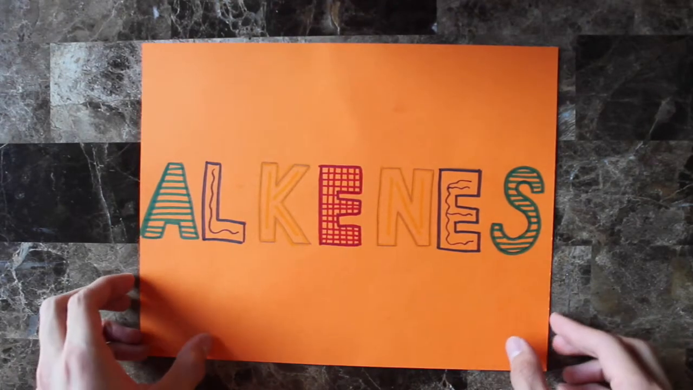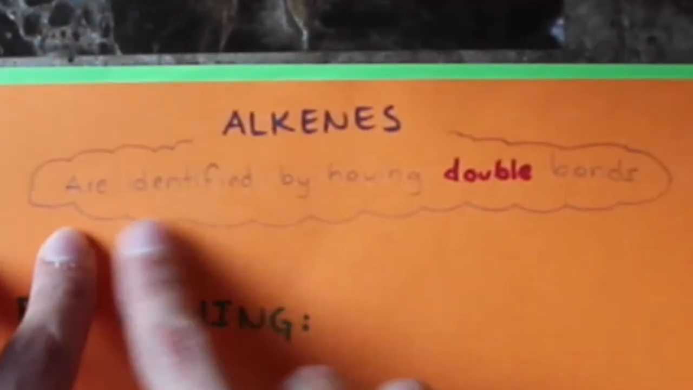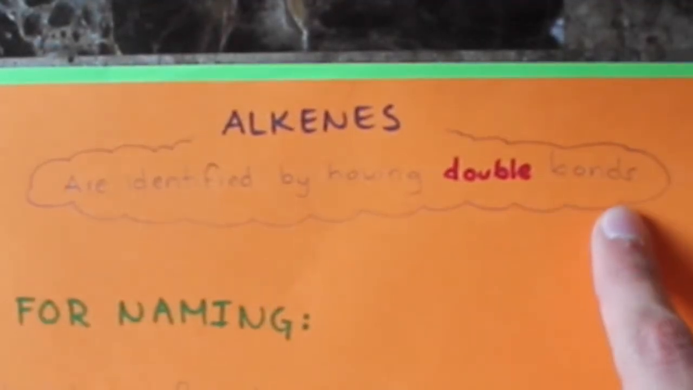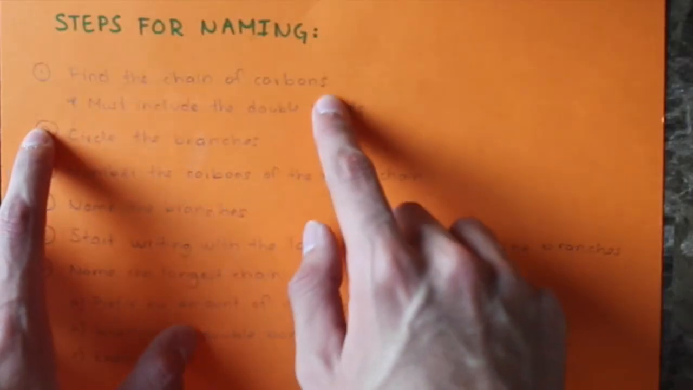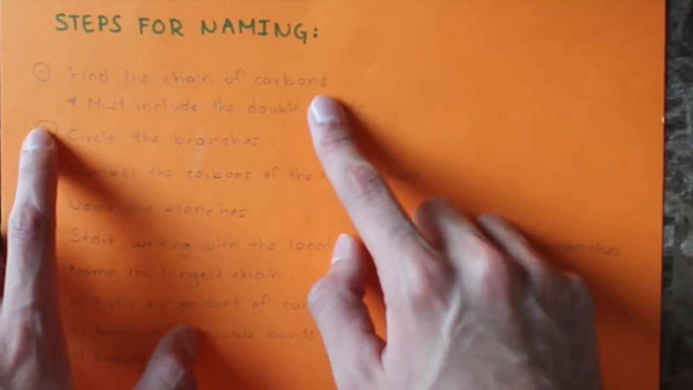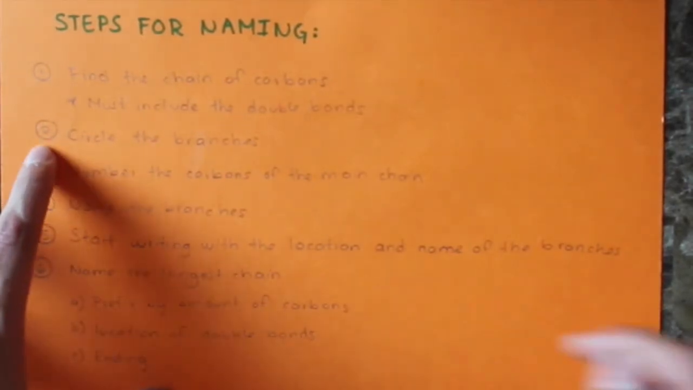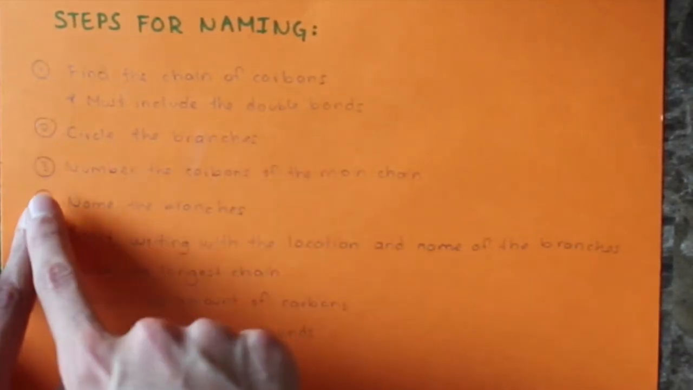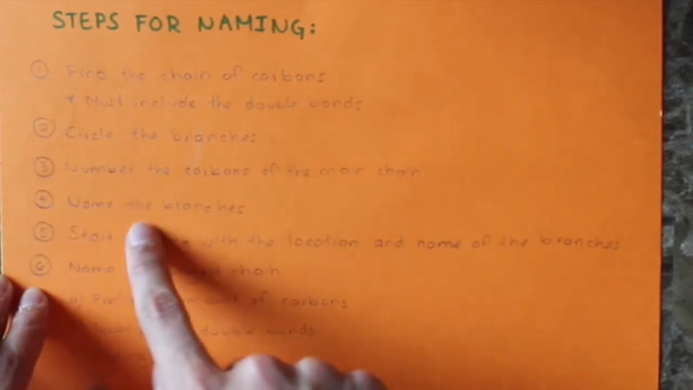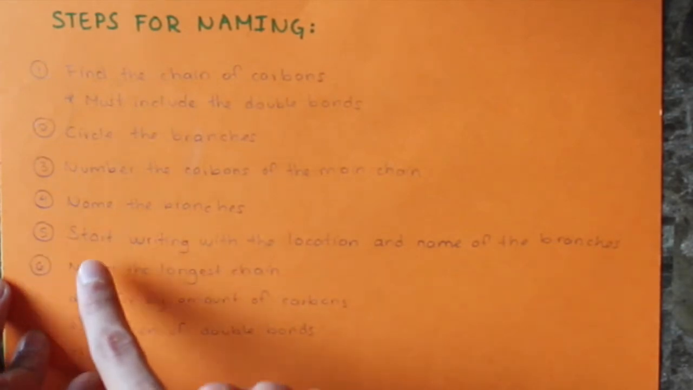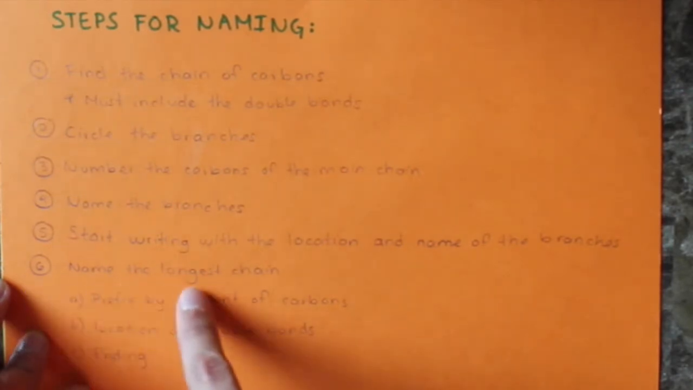Okay, and now let's see alkenes. Alkenes, we have to remember, are identified by having double bonds. The steps for naming are: number 1, find the chain of carbons, but we have to remember that the chain must include the double bonds. Step number 2, circle the branches. Step number 3, number the carbons of the main chain. Step number 4, name the branches. Step number 5, start writing with the location and name of the branches. And step number 6, name the longest chain.